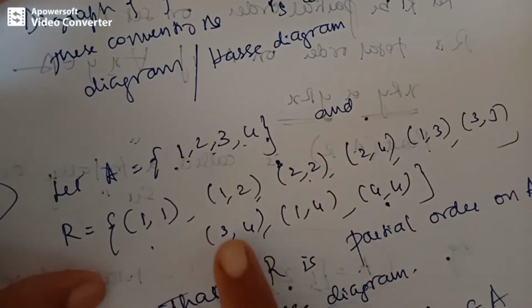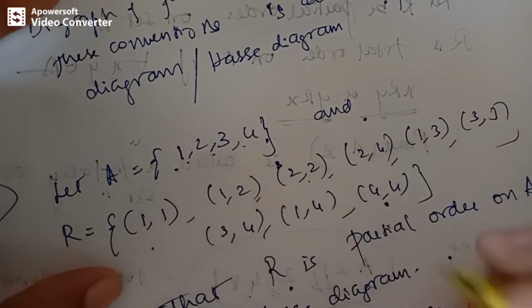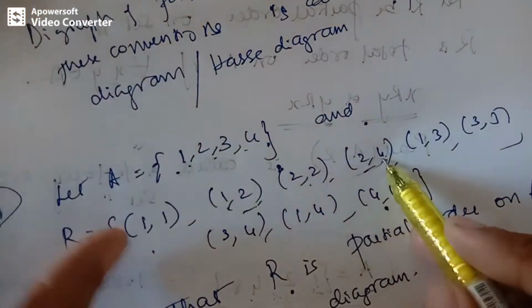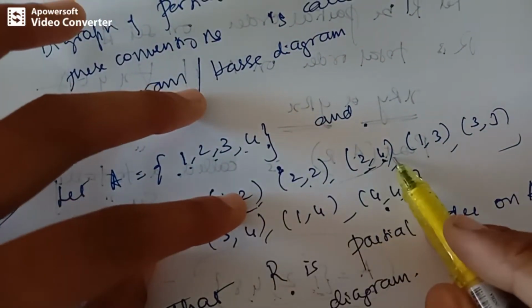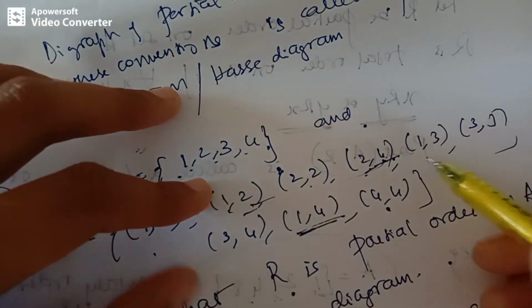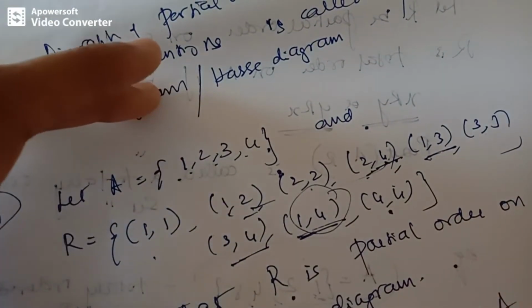Examine the relation. In the relation, what do you have? Check for the ordered pairs. You can observe that 1, 2, that is A, B belongs to R and B, C belongs to R. Therefore, A, C, that is 1, 4. See, when 1, 2 belongs to R and 2, 4 belongs to R, then 1, 4 is also there in the relation. Next, coming to 1, 3 and 3, 4. Yes, 1, 4 is there in the relation.